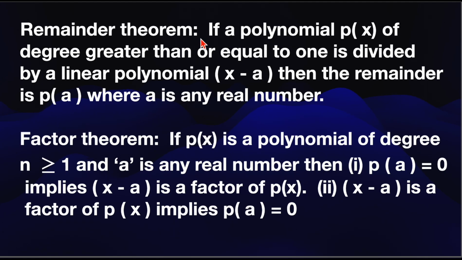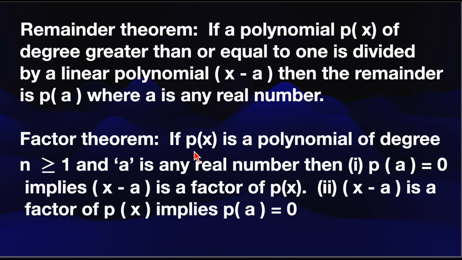Remainder Theorem. If a polynomial p(x) of degree greater than or equal to 1 is divided by a linear polynomial x minus a, then the remainder is p(a), where a is any real number. We'll understand this definition better as we do the sums.